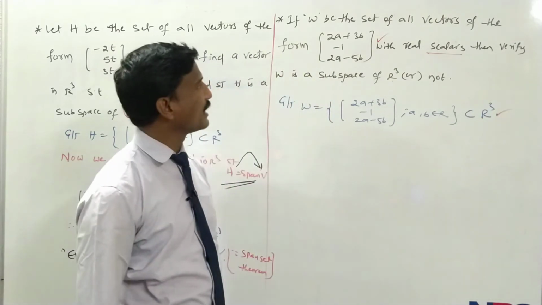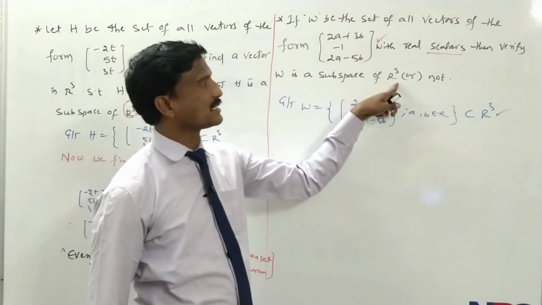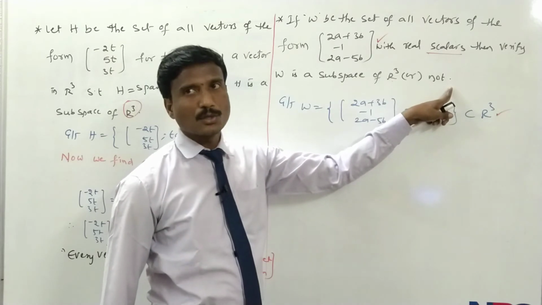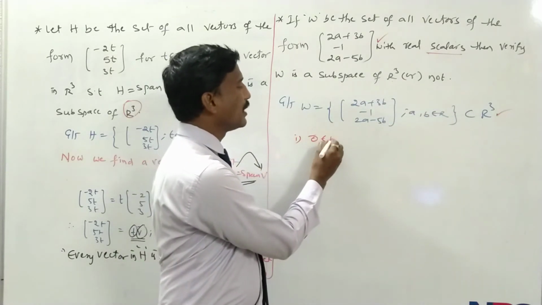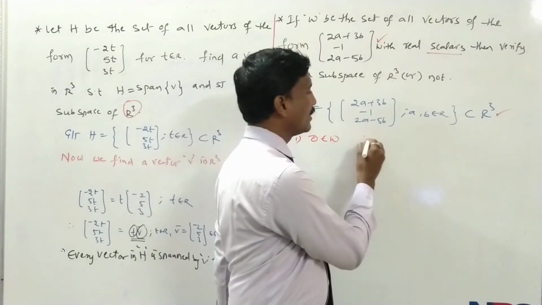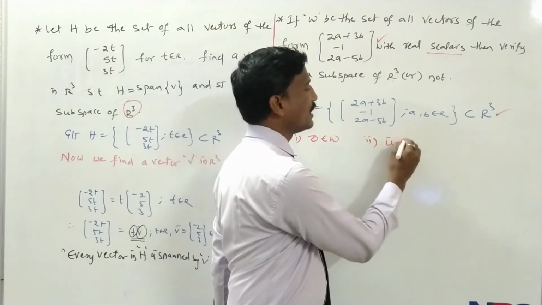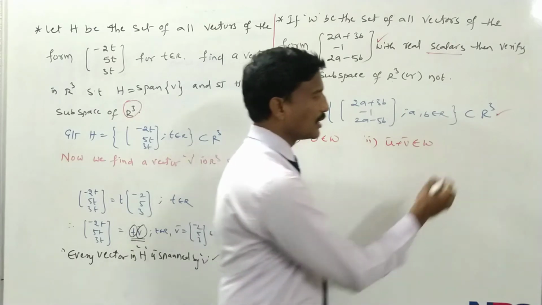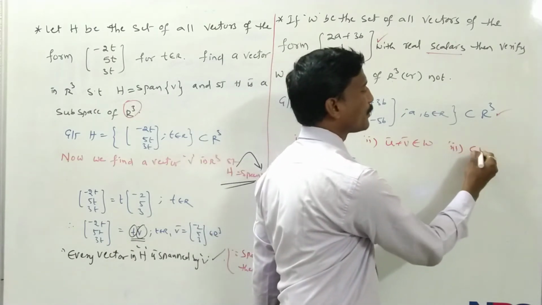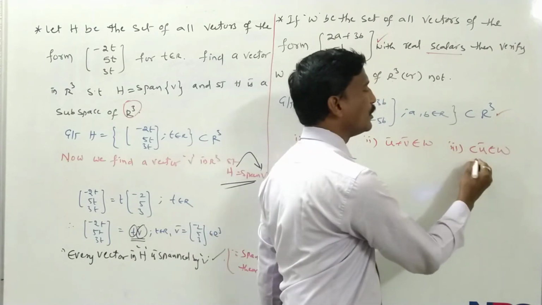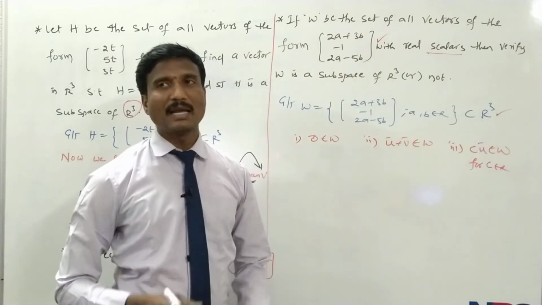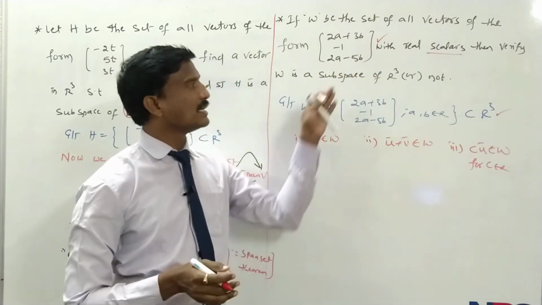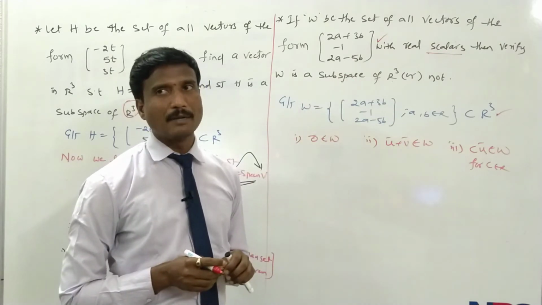Now you have to verify whether W is a subspace of R3 or not. That means it satisfies the 3 conditions. First, 0 bar belongs to W. Second, u bar plus v bar belongs to W. Third, the scalar multiplication property: C u bar belongs to W for any real scalar C in R. If any of the conditions fails, then W is not a subspace of R3.